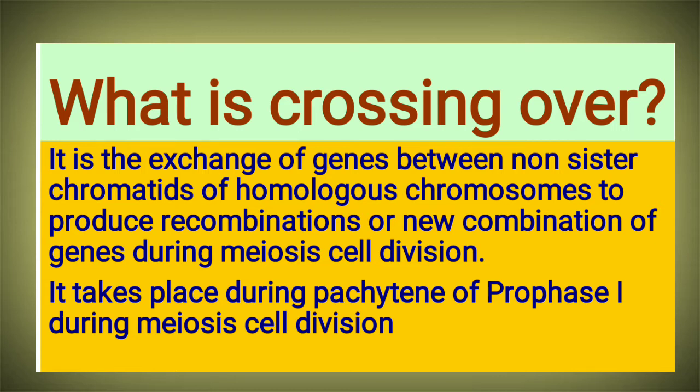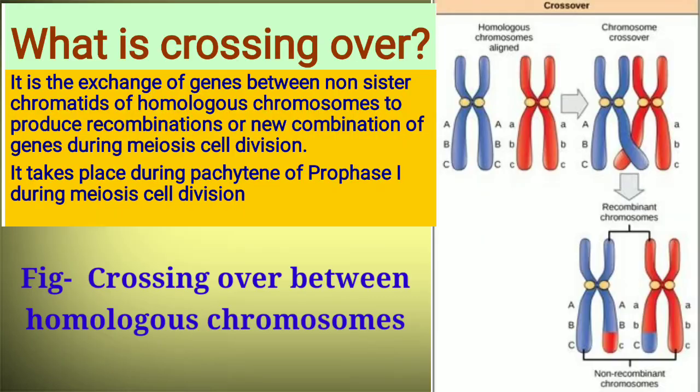It is the exchange of genes between non-sister chromatids of homologous chromosomes to produce recombinations or new combinations of genes during meiosis cell division. It takes place during Pachytene of Prophase I. The whole process of crossing over is a very simple concept: an exchange of genes takes place between the homologous pair of chromosomes.